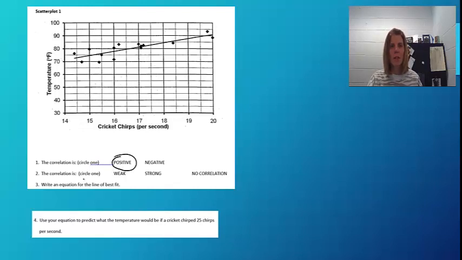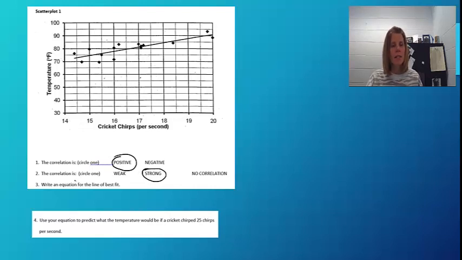The next one we're going to look at is, is the correlation weak, strong, or is there no correlation? Somebody already drew a line of best fit for us, and most of these data points are pretty close to the line. We don't have any down here or way up. We don't have any way far away from the line. So I'd say that it's a pretty strong correlation.